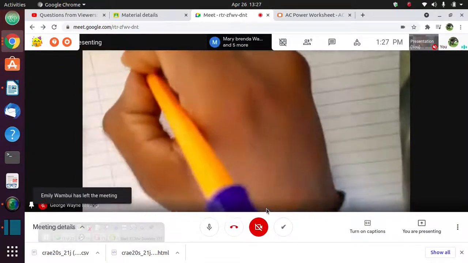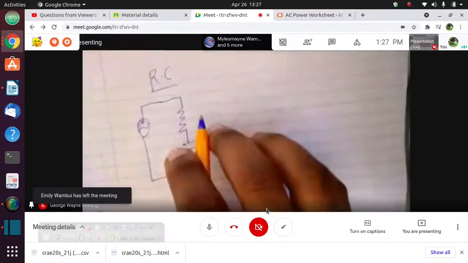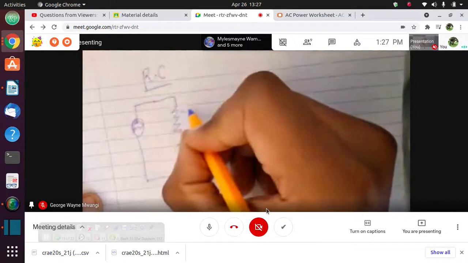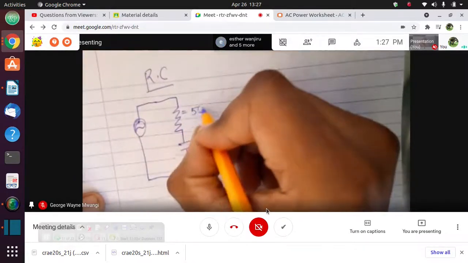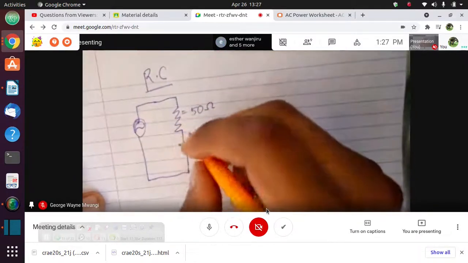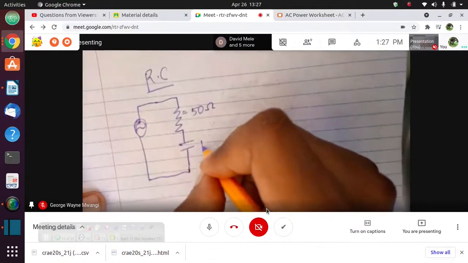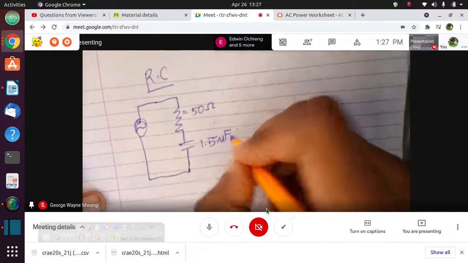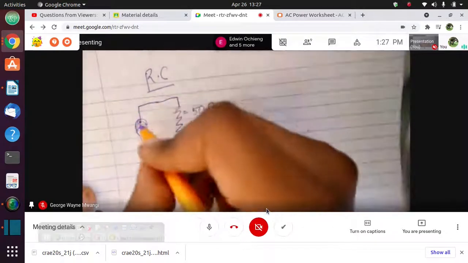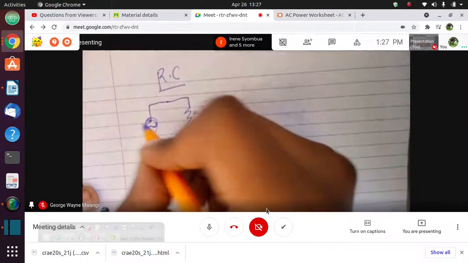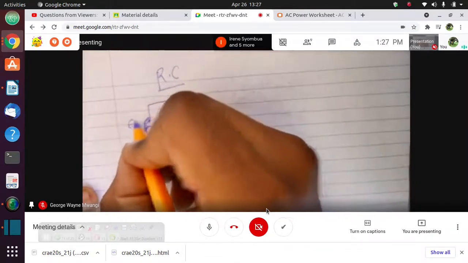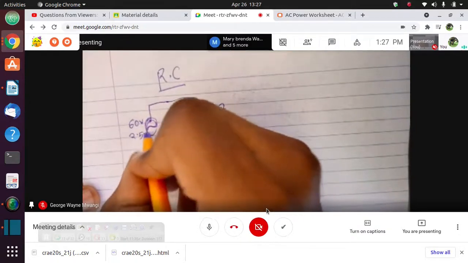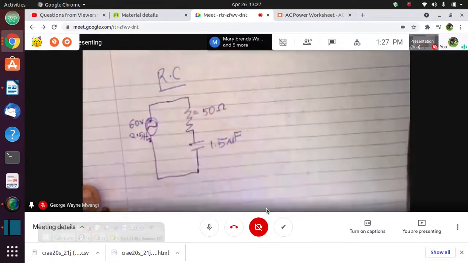This is an RC circuit. You have a resistor and a capacitor connected in series. You are told that the value of the resistor is 50 ohms. The value of the capacitor is 1.5 microfarads. The value of the alternating source is 60 volts being supplied at 2.5 kilohertz.